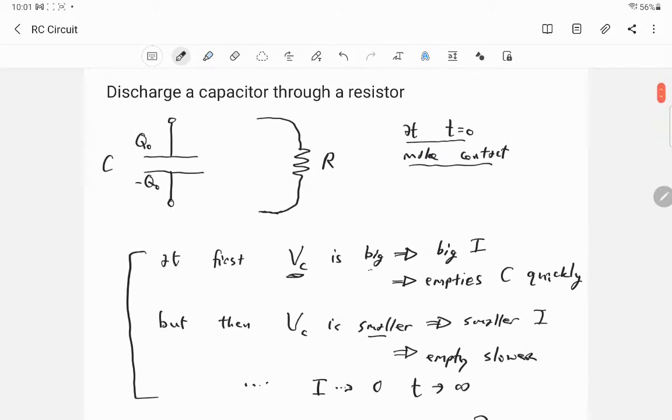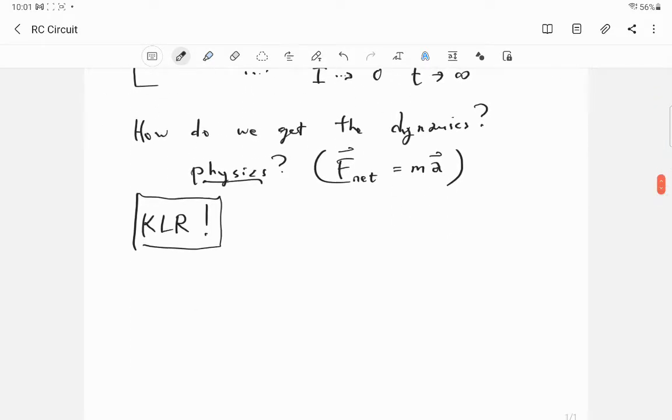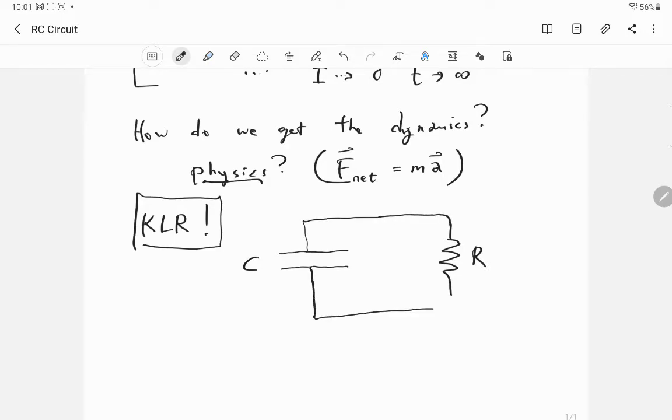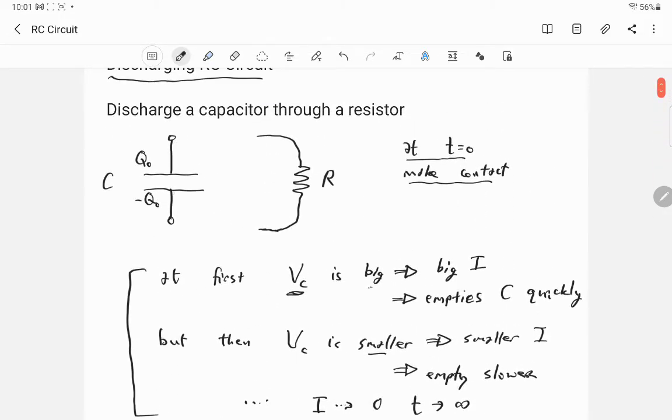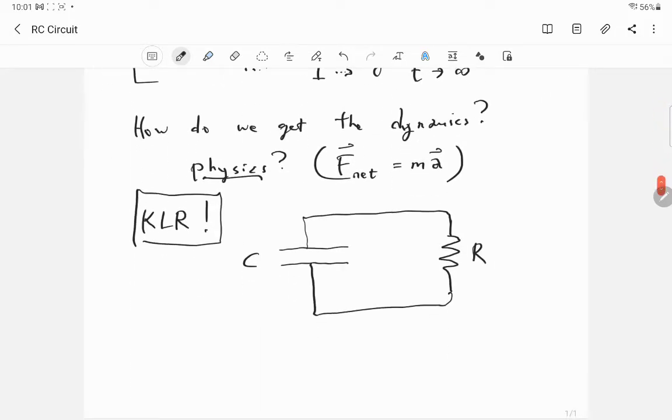So what does the loop rule look like? Well, let's do this. Here is the capacitor. Here is the resistor. And I'm going to put them together in a circuit. So I've already moved the resistor over and made conductive contact with the leads of the capacitor. And this is what I have.